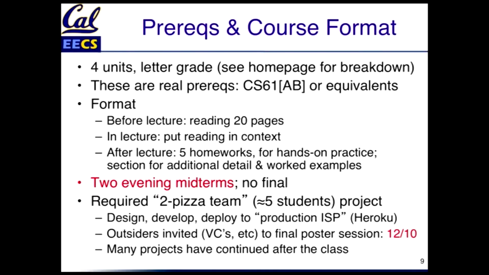And we're going to do it in kind of 2 pizza teams. That's a nickname for 5 or 6 students that you could feed with 2 pizzas. These days, even if your appetite has grown as Americans, it's still a 2-pizza team. It's still 5 or 6 people. And at the end, we're going to show off what you've done. We'll invite all the customers there, and this will be on Tuesday, December 10th. And we'll even have interested people from Silicon Valley, including venture capitalists. And a lot of the projects continue after this class.